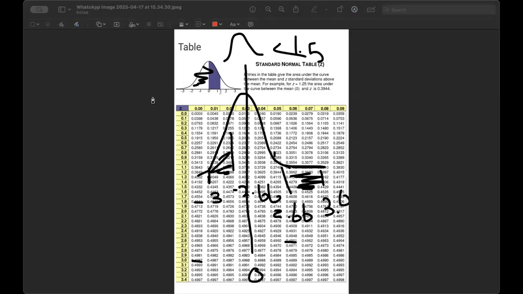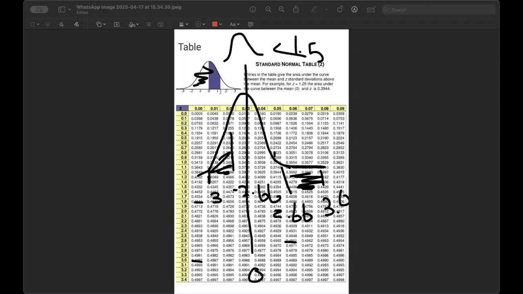This one, right? For z less than or equal to 1.15, from the table, 1.15 means the region is 0.3749. Were you able to find that value? 0.3749. Can't you find it? Let me show you.